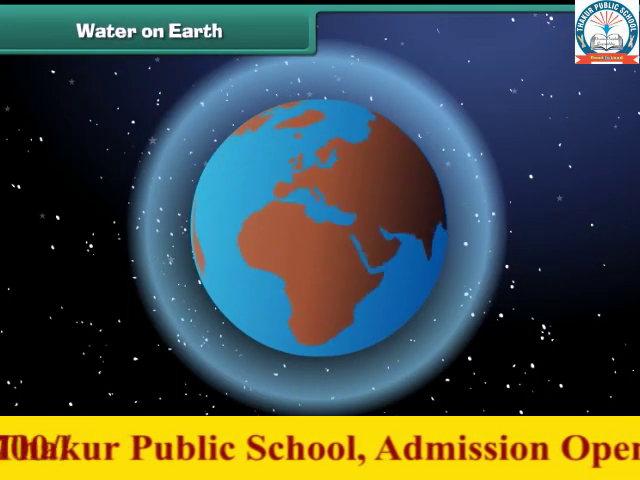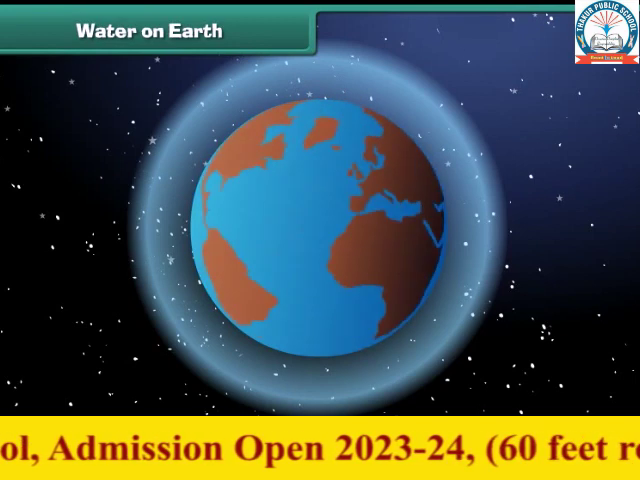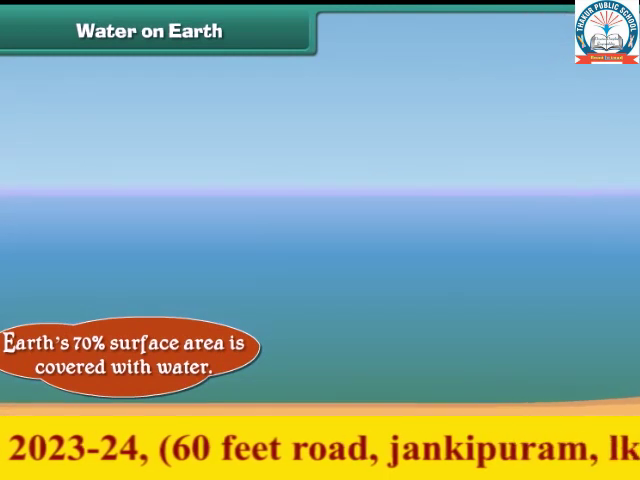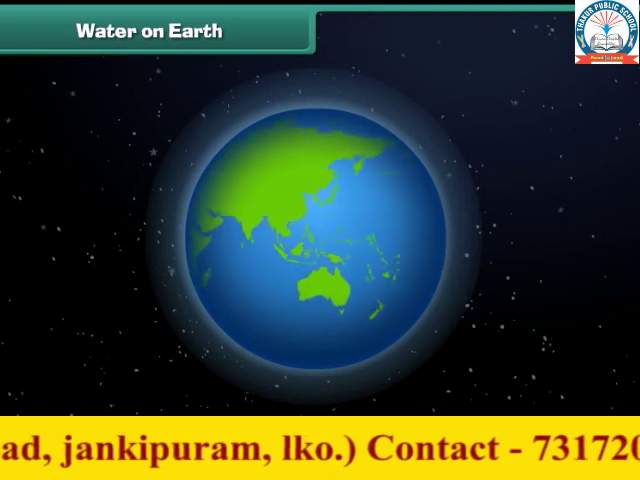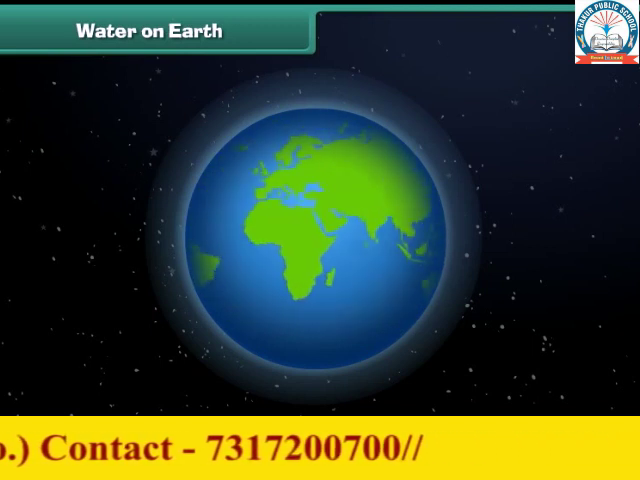Water is the most abundant substance present on the earth. In fact, 70% of our Earth's surface area is covered with water. Do you know Earth is also called a blue planet because when seen from space, it appears blue due to water.